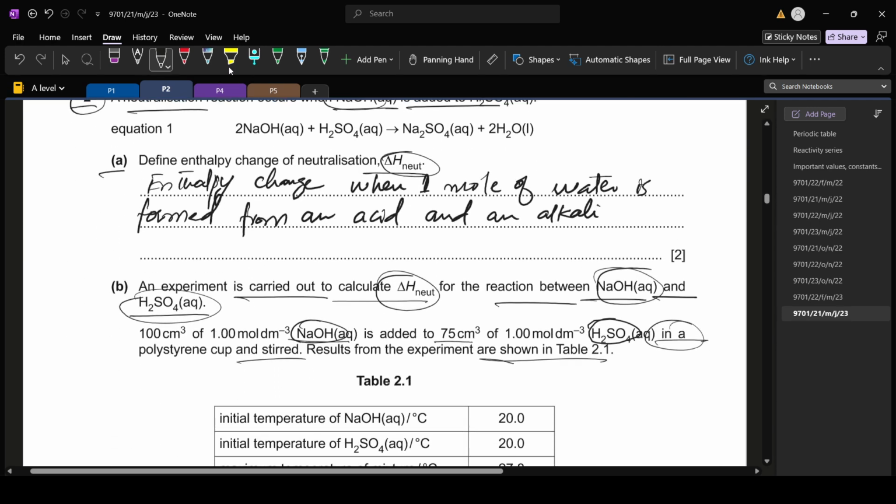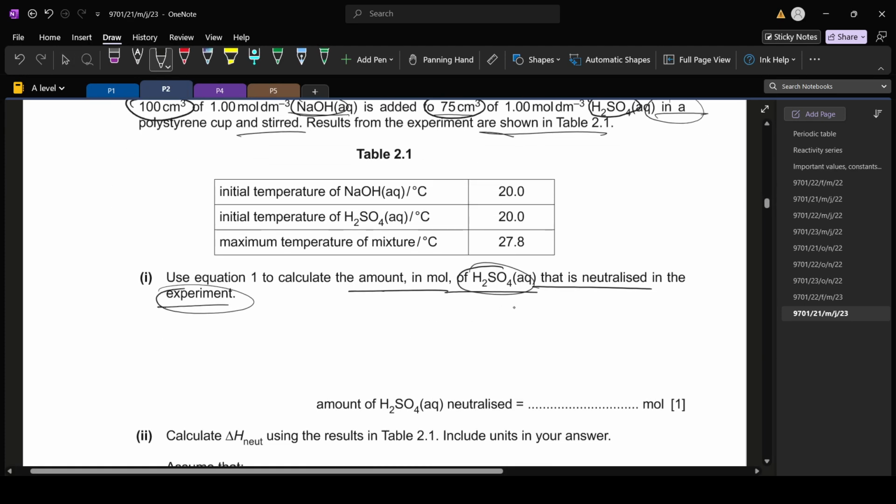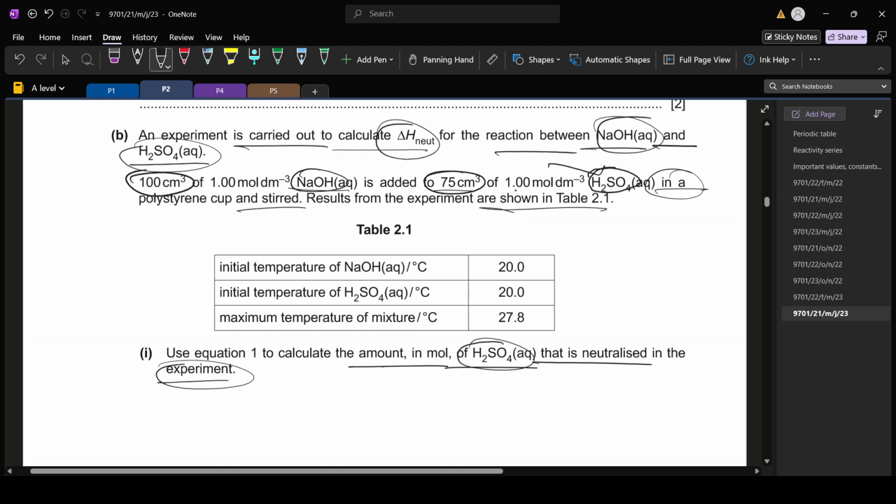So if you see here, this is your equation 1. Let's say the concentration is the same for both: 1 mole per dm cube and 1 mole per dm cube. So if there are 100 cm cube of sodium hydroxide, how much sulfuric acid is needed? From the ratio you can see 50 cm cube of sulfuric acid is required, but there is 75 cm cube of sulfuric acid present. So it means the sulfuric acid is in excess. Okay, so you will not find the moles of sulfuric acid that react from this volume.